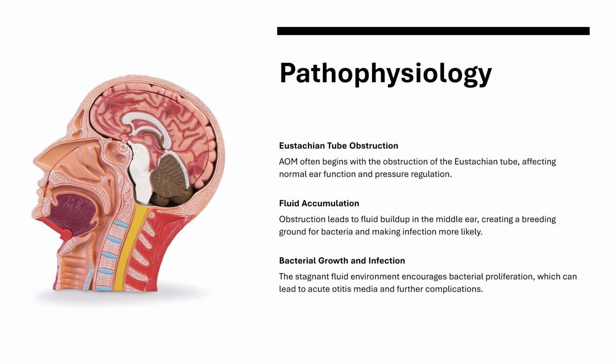So the pathophysiology. Acute otitis media often begins with the obstruction of the eustachian tube, which affects normal air function and pressure regulation. Obstruction leads to fluid buildup in the middle ear, and that actually causes a breeding ground where bacteria and viruses can grow, and it leads to infection and further complications as well.